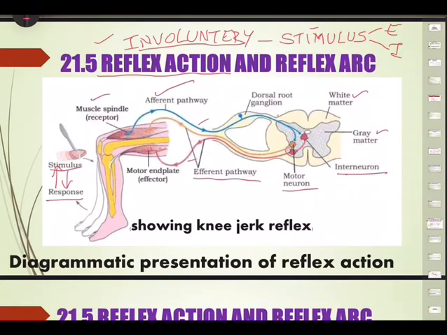The components that mediate a reflex usually include a receptor. So you have a receptor, that is the muscle spindle receptor, and then the afferent pathway, second one, and the third one, the integrating center. So here is the integrating center, and then the efferent pathway. This is the efferent pathway, and then the effector.